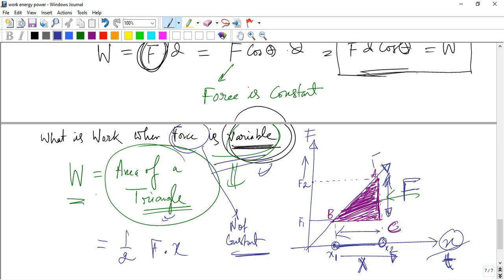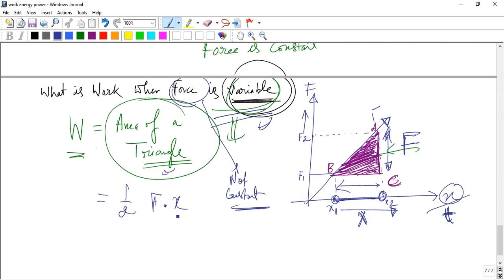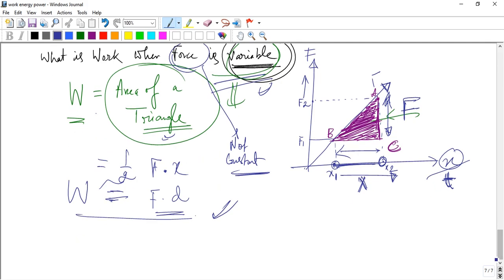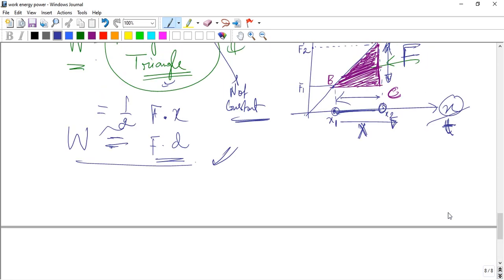So F into X also represents work, if I ignore the magnitude part. If we consider these two parts, that is work. So here, in work, we discuss force times displacement. Very easy. There is another diagram too, very easy.